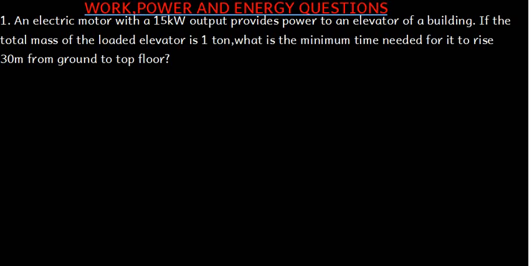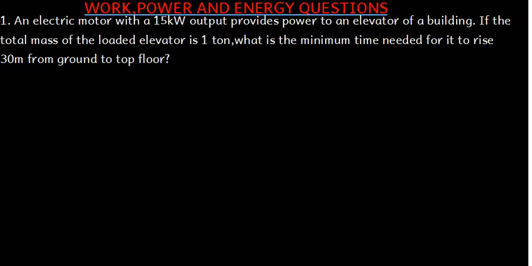We've been given a first question where we've got an electric motor with a 15 kilowatt output which provides power to an elevator of a building. The total mass of the loaded elevator is 1 ton. What is the minimum time taken for everything, the elevator and every mass in it, to rise a 30 meter height from the bottom to the top?